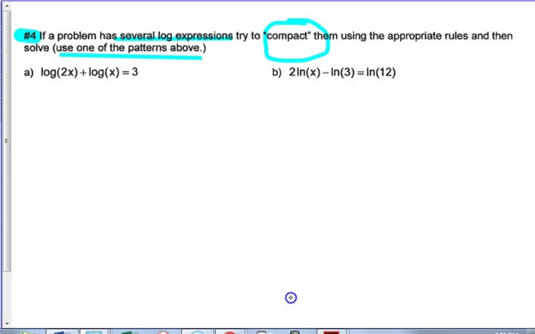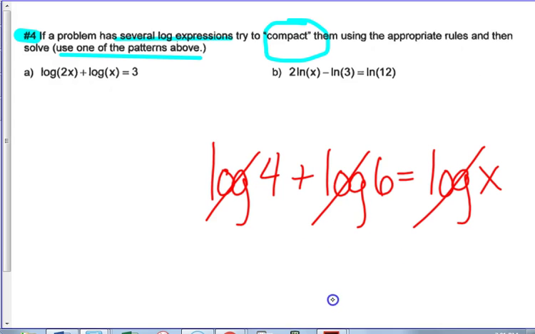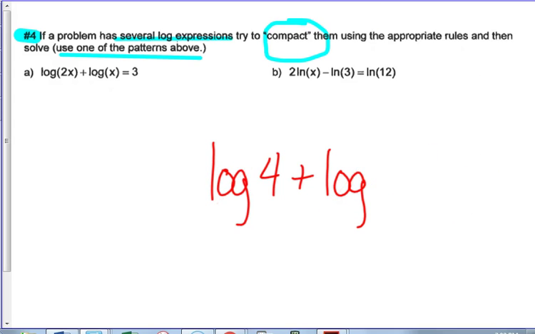All right, when there are several logs, let me first of all tell you what someone's going to do. Someone's going to do this, and they're going to decide, ooh, I got 10. 4 plus 6 equals x. No, I'm not. I'm making up this question. No, I'm not doing anything up there. Someone's going to do this, and we can't.